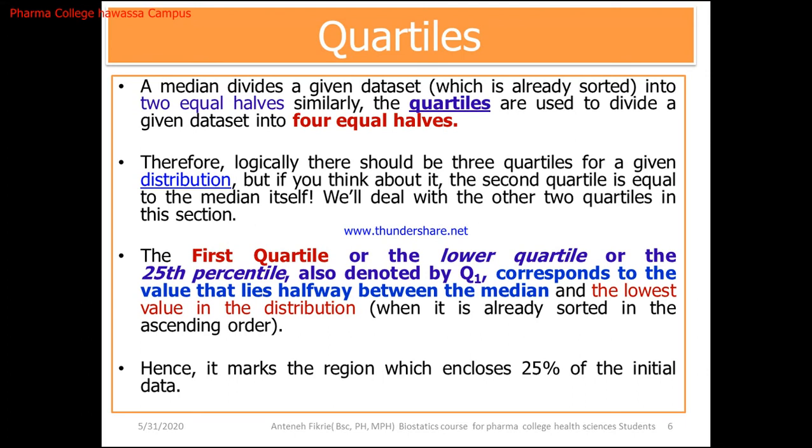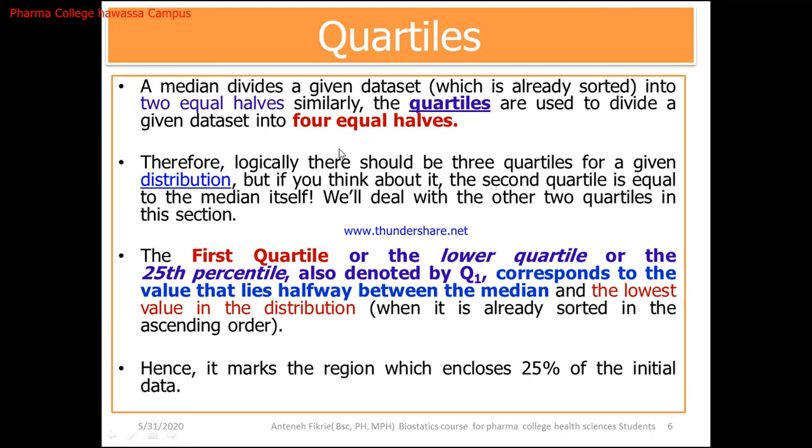Quartiles. As you know, the median divides a given data set into two. That means half, or 50%, of the data lies below that cutoff point, and the remaining 50% lies above that cutoff point. Quartile means quarter, that means 4. So quartiles divide the data set into 4 equal parts: 25, 25, 25, and 25.